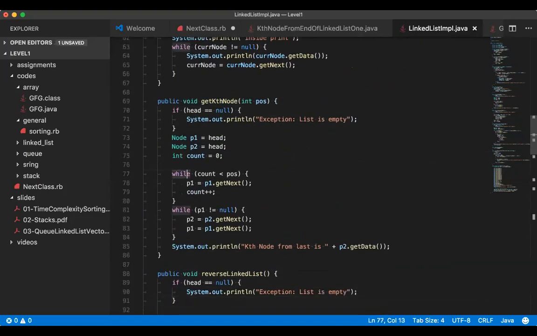Let me see what you have done. While current position is less than position, you just do P1, count plus plus. The moment you exceed, and P1 is not equal to null, then from here you start both P1 and P2. The moment P1 reaches the end first, at that point P2 will be at the kth position from last. So this is correct. I hope Nikhil would have implemented the same thing.